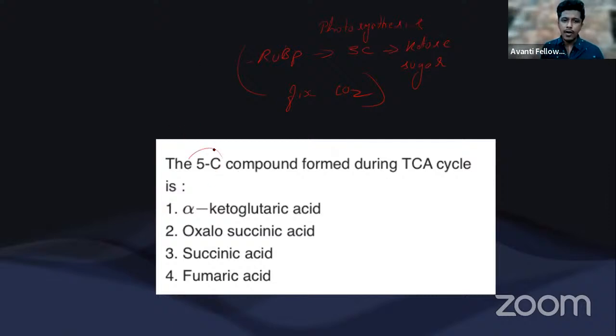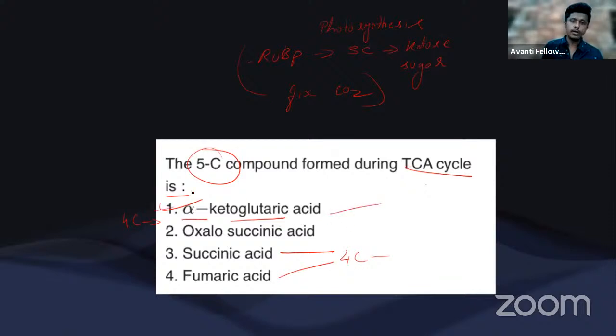But did we hear about a 5-carbon compound formed during the TCA cycle, that is the Krebs cycle? Maybe not, but it's time to concentrate. So the 5-carbon compound formed during the TCA cycle is alpha ketoglutaric acid. And remember, succinic acid and fumaric acid are 4-carbon compounds. And oxalosuccinic acid is also a 4-carbon compound. So that is why the 5-carbon compound formed during the TCA cycle is alpha ketoglutaric acid. So our option is option A.